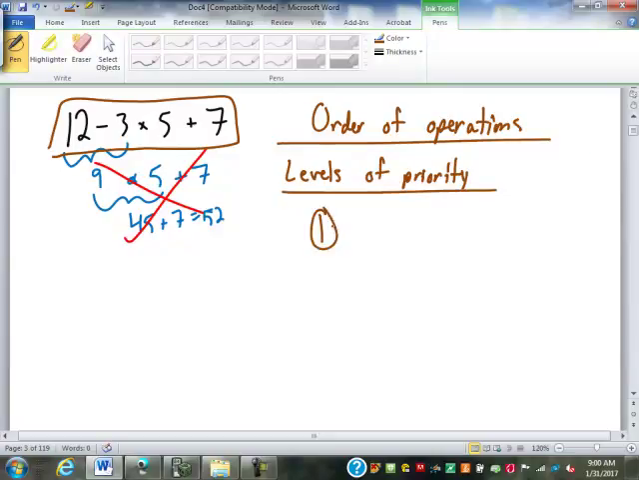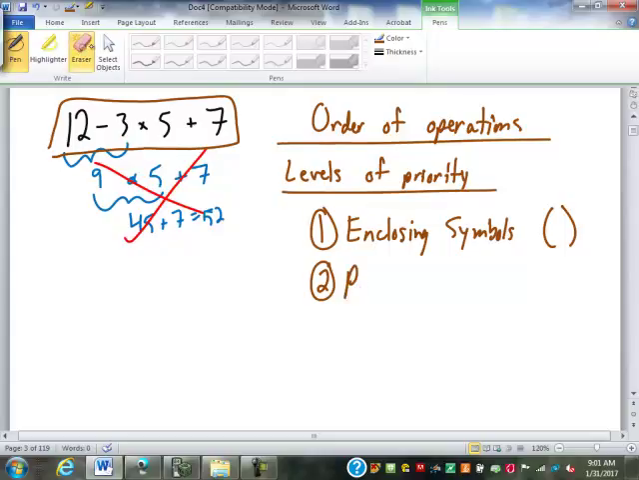The highest level of priority, first thing that would ever get done, is called enclosing symbols. Now, a lot of you have probably heard this first level being called just parentheses. And parentheses are one type of enclosing symbol. But there are several enclosing symbols that we'll encounter. Absolute value is an enclosing symbol. Square root's an enclosing symbol. We're going to run into a few of them.